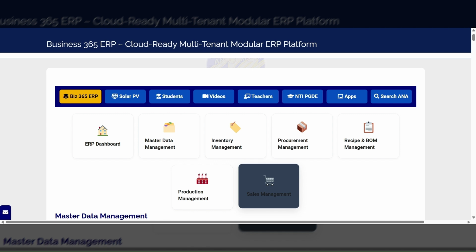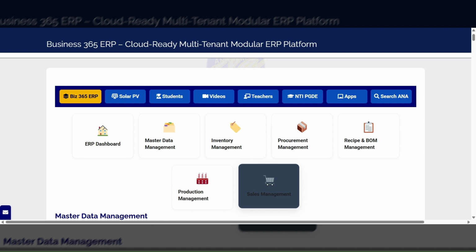ensuring that business information flows intelligently from one module to another without unnecessary duplication. Two, stock flow, ensuring that inventory moves accurately through purchasing, production, and sales while maintaining complete traceability and real-time stock balances.